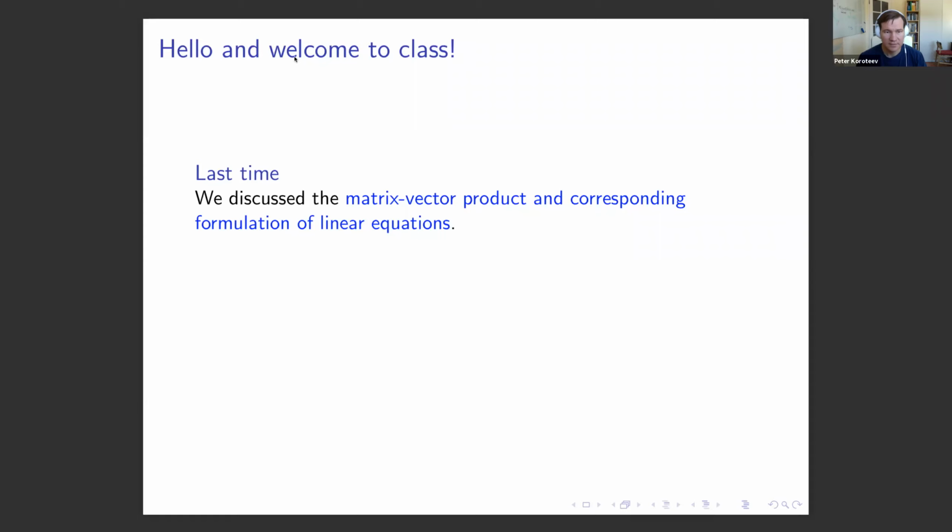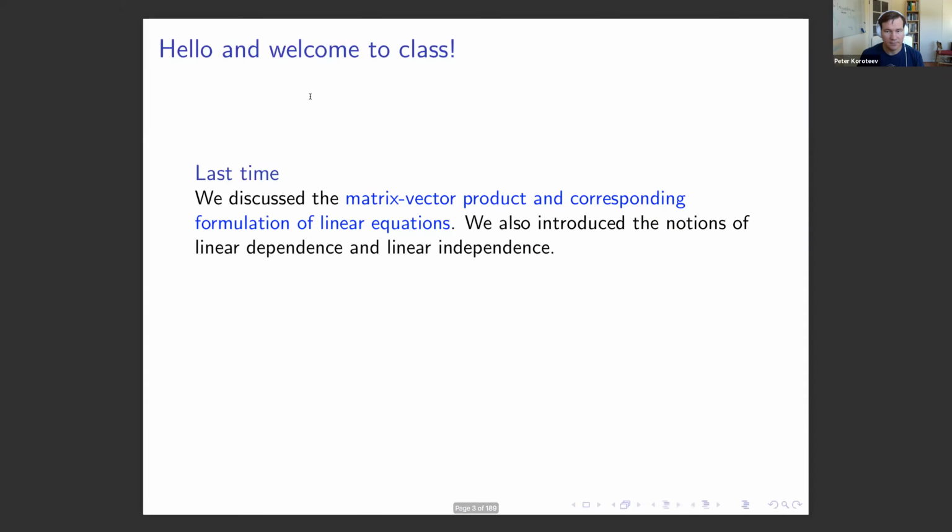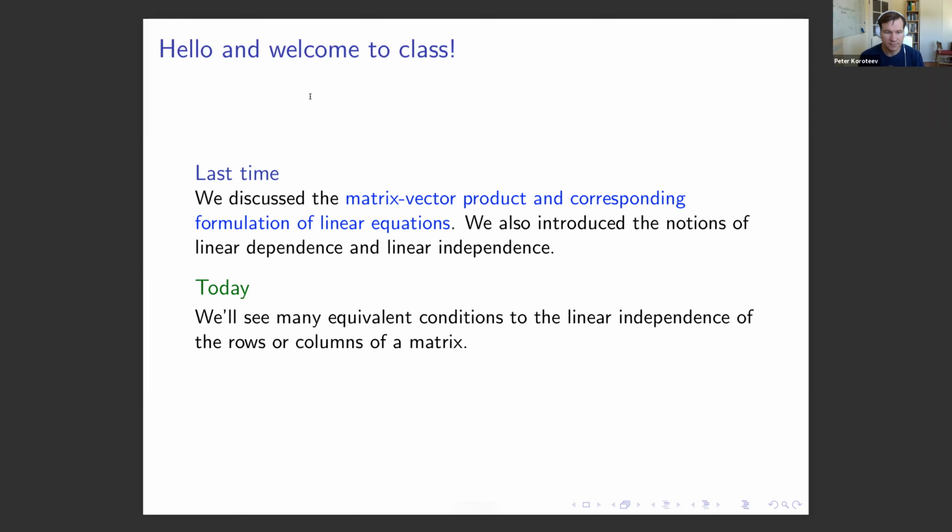In the previous video, we discussed the matrix vector product and the corresponding formulation of systems of linear equations. And we introduced the notions of linear dependence and linear independence. In this video, we'll see many equivalent conditions to the linear independence of the rows or columns of a matrix. And we'll study linear transformations and the matrices which represent those linear transformations.